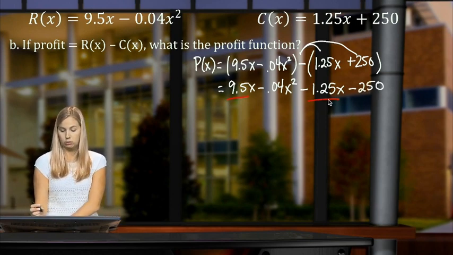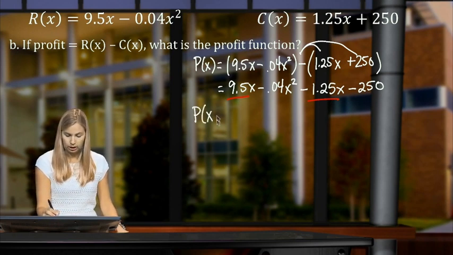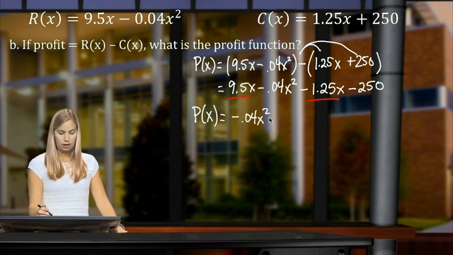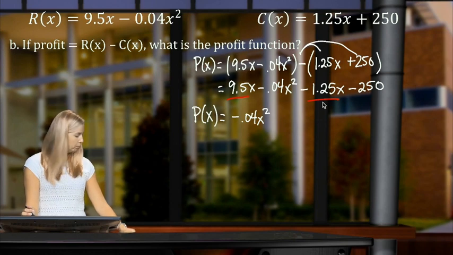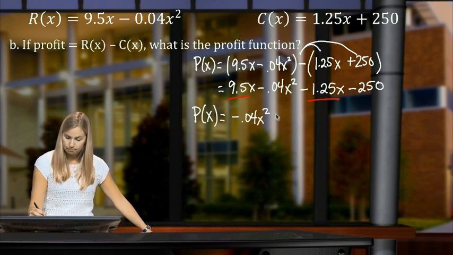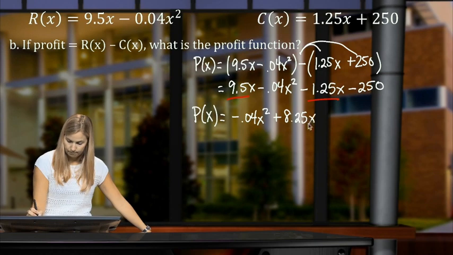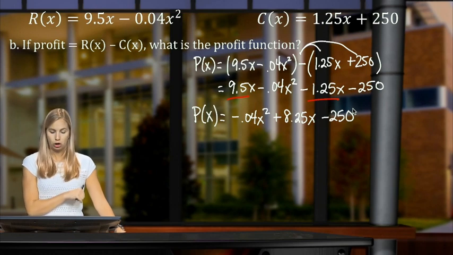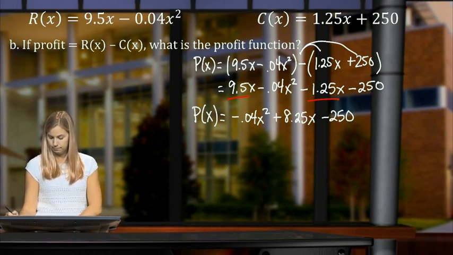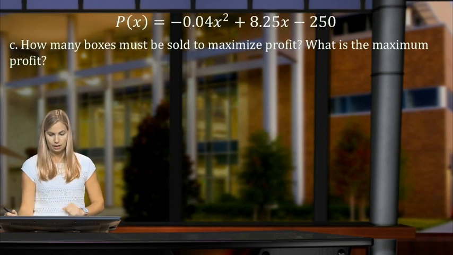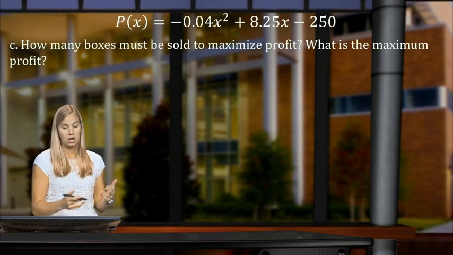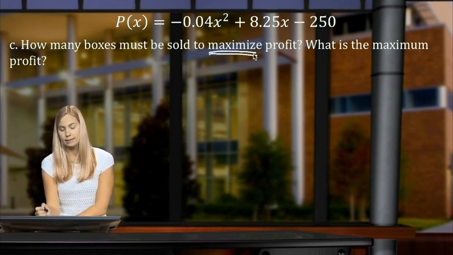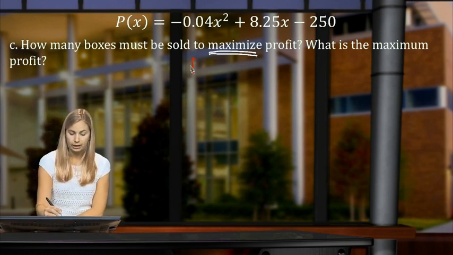We'll combine our like terms. Our profit function is equal to negative 0.04x squared plus 9.5x minus 1.25x, which is 8.25x, minus 250. And notice I arranged my terms so that it was in that standard form of our quadratic. And now that we have our profit function, how many boxes do we have to sell to maximize profit? Again, this key word here is maximize. That's indicating that we want to find the vertex.